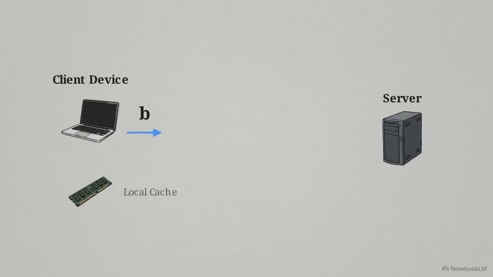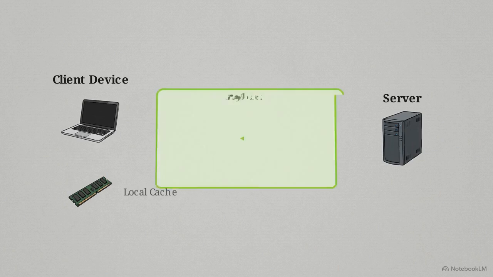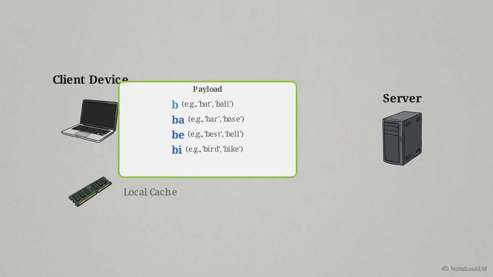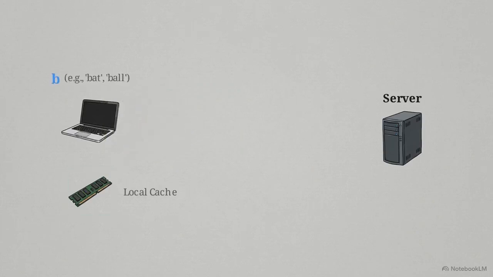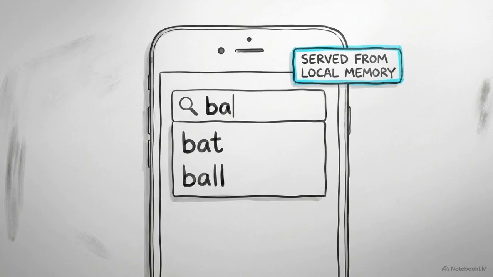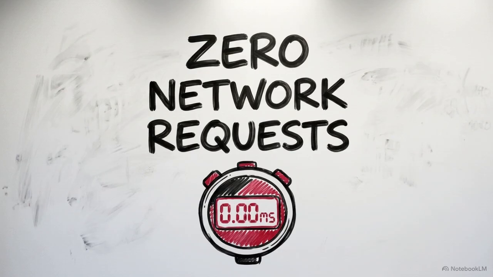Client-side prefetching targets the remaining network delay. When a user types B, the server replies with the results for B, but it also bundles the results for BA, BE, and B in the exact same payload. By sending the highest probability next keystrokes in advance, the client machine can populate the drop-down menu instantly from its own local memory on the very next keystroke. The fastest network request is the one that never has to be made.